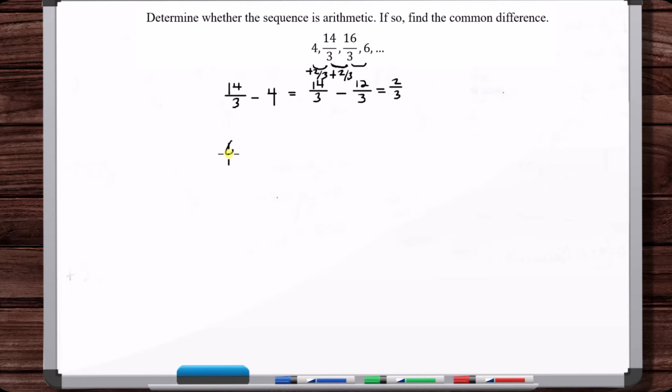Okay, now going from 16 thirds to 6, what did we do? So 6 minus 16 thirds. Let's turn 6 into a fraction. 6 times 3 is 18. So 2/3. We added 2/3. So yes, each time in this sequence you're adding 2/3. So this is arithmetic, with d equal to positive 2/3.